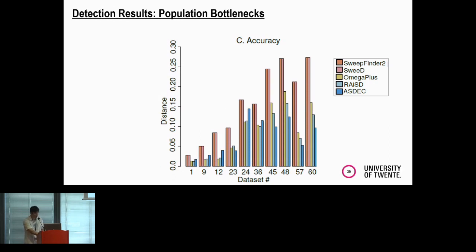For the accuracy comparison, here the y-axis represents the distance, and note that for distance, the lower distance represents the better performance. Here we could observe that for the severe bottleneck, SDAC has a much lower distance compared with other tools.